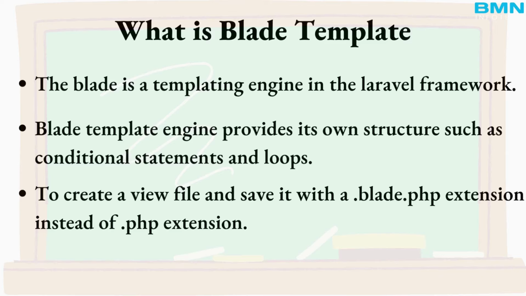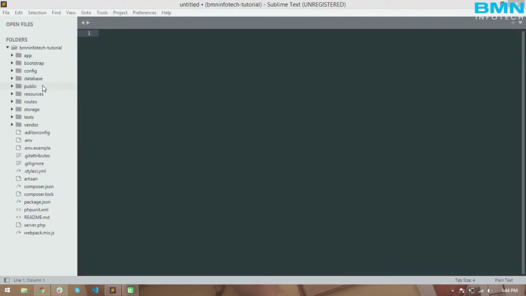What we used to do before was make a file with PHP, and now what we have to do is create a file named blade.php in Laravel. This .blade.php tells Laravel that the file contains a blade template. So that is the blade template. Let's move on to our project.